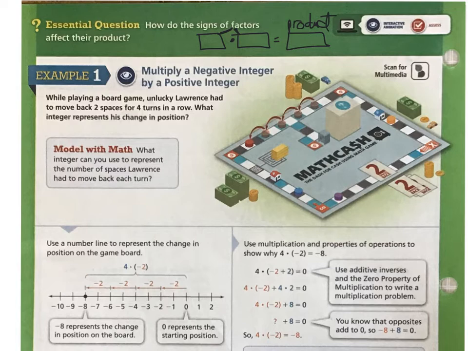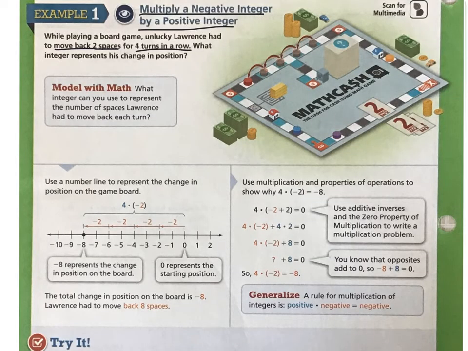Example 1. In this example, we're going to learn about multiplying a negative integer by a positive integer. While playing a board game, unlucky Lawrence had to move back 2 spaces for 4 turns in a row. What integer represents his change in position? We can use both a game board or, in this case, even easier, a number line in order to represent the change in his position.